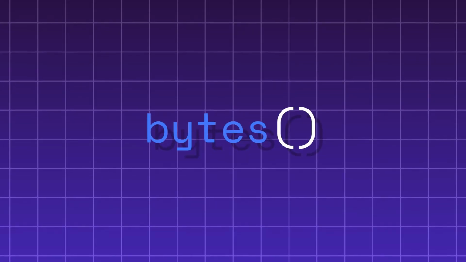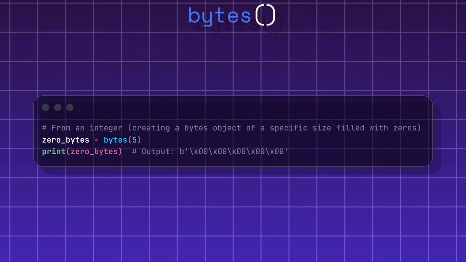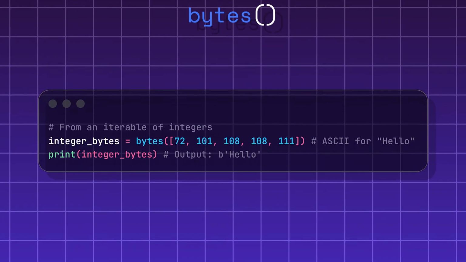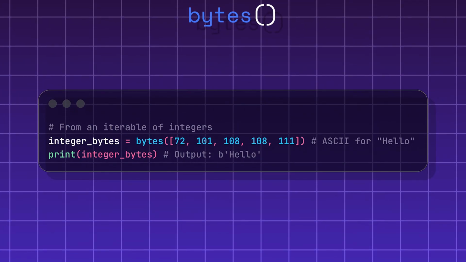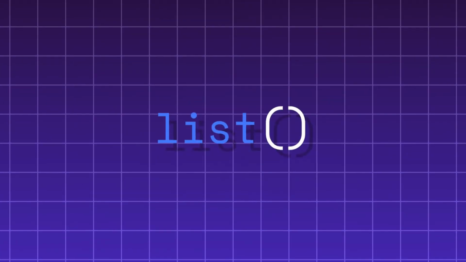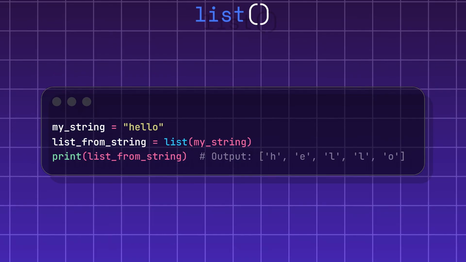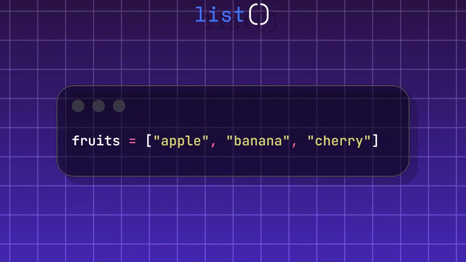Collection functions. Bytes creates an unchangeable sequence of bytes. It's like a tuple, but for bytes. Bytes are a list that can only hold numbers from 0 to 255, and each number is 1 byte of computer data. Bytearray creates an editable sequence of bytes. List creates a list. A list is an ordered and editable collection of items in Python. You define it using square brackets.